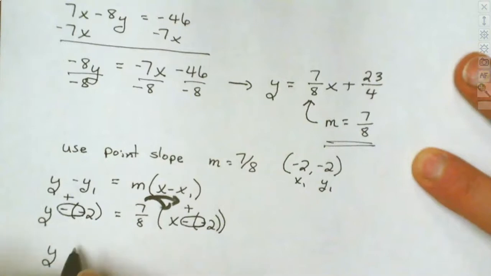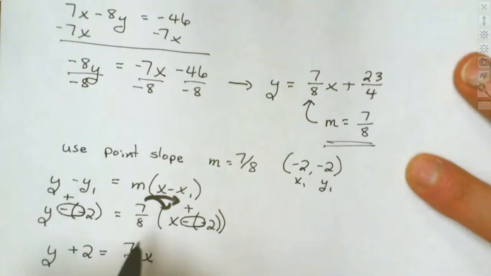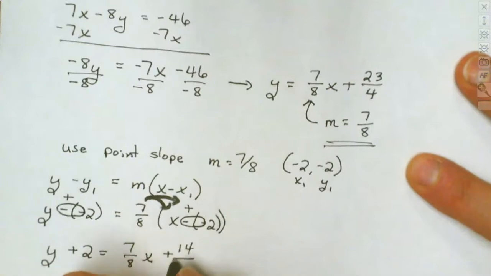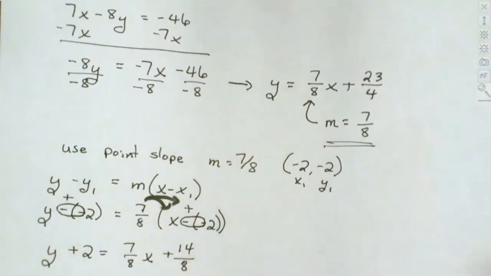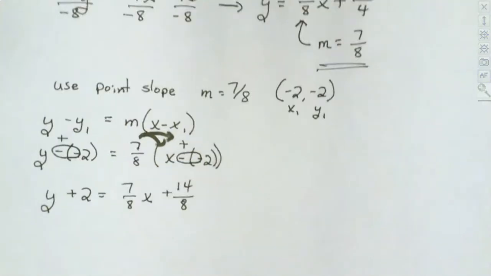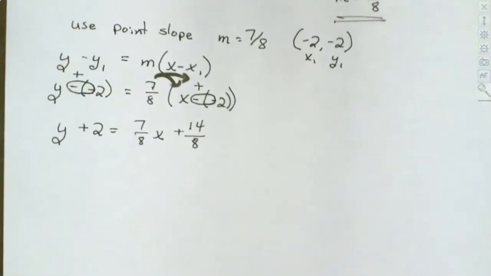So that leaves you then with y plus 2 equals 7/8 x plus 7 times 2 makes it 14/8. And you could reduce that down to 7/4, but we're going to clear it out anyways. So it doesn't matter. If you want to reduce it down to 7/4, you can do that, but it's going to be gone in just a moment. Now we do want it in both standard and slope-intercept.